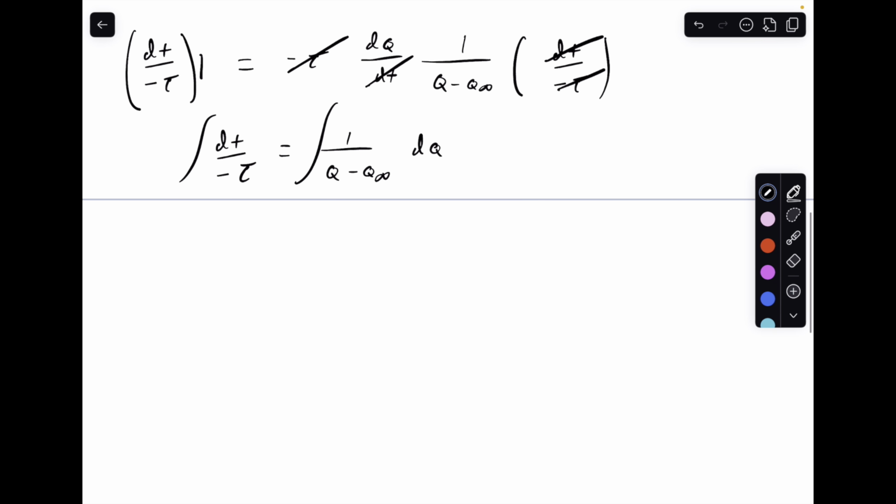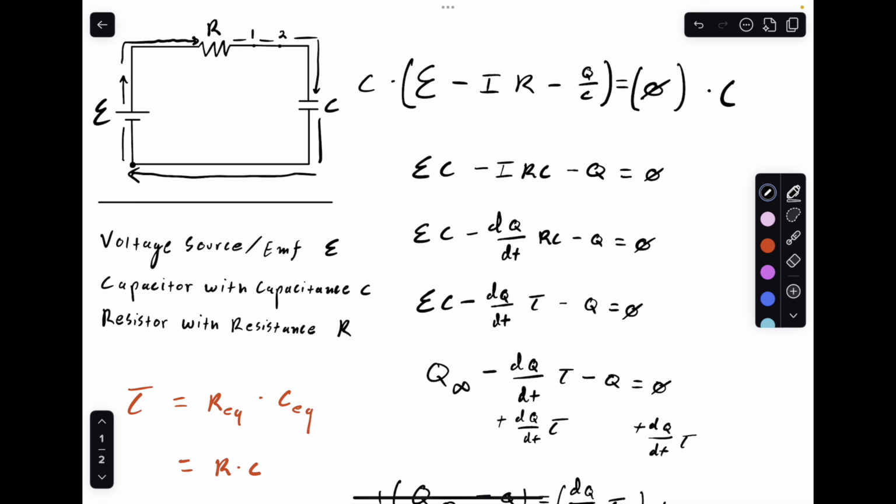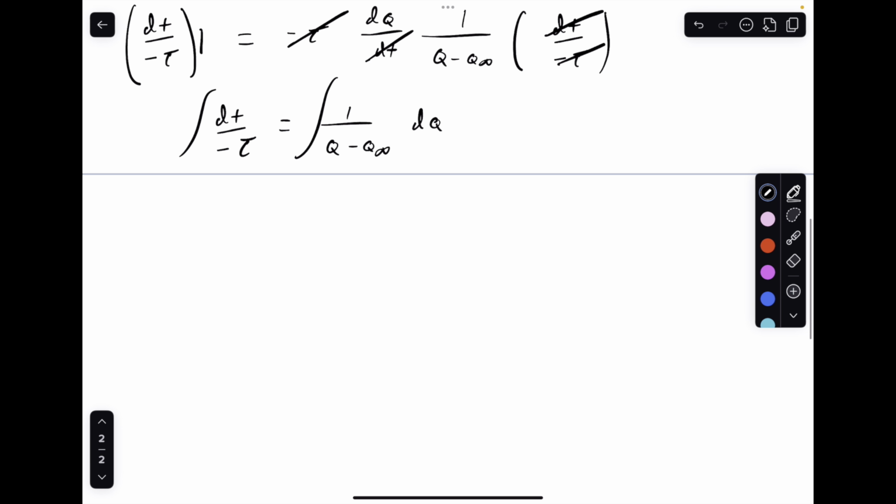So the limits for this situation, we'll just look at the circuit, and we're going to think, okay, what do I want the function of time to vary from? Well, I want time to start at 0, right? And I want it to end at some arbitrary value t, right? Where t is time.